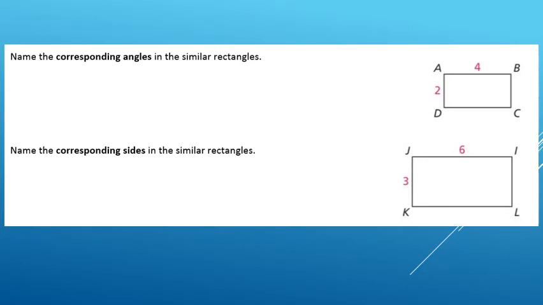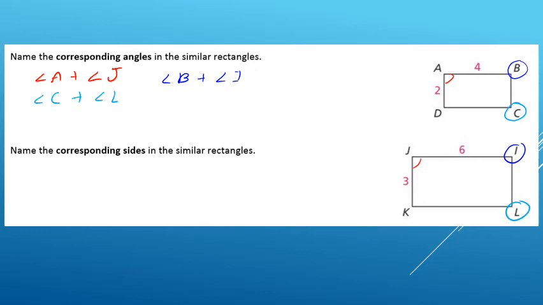So the next part we'd like you to do is to take a moment and try to name the corresponding angles and corresponding sides in these similar rectangles. The corresponding angles you should have seen were angle A and angle J, angle B and angle I, angle C and angle L, and angle D and angle K.